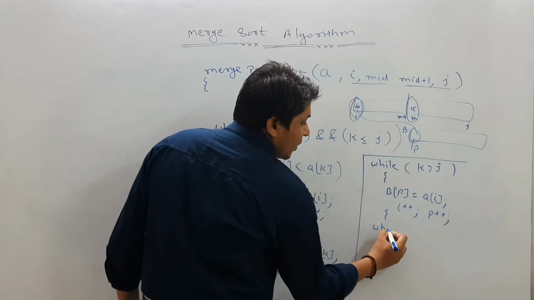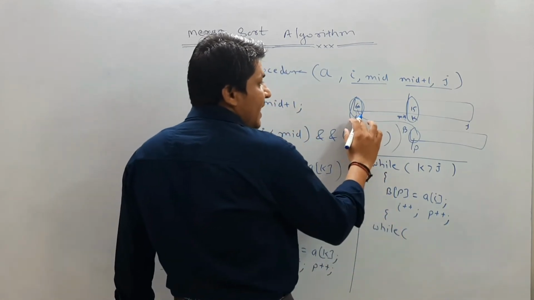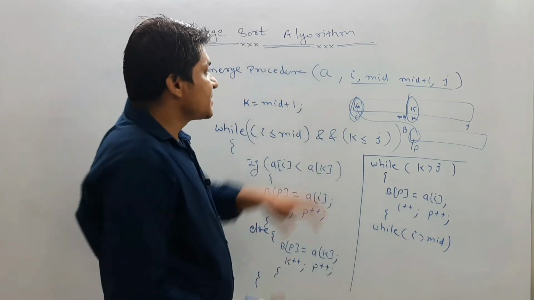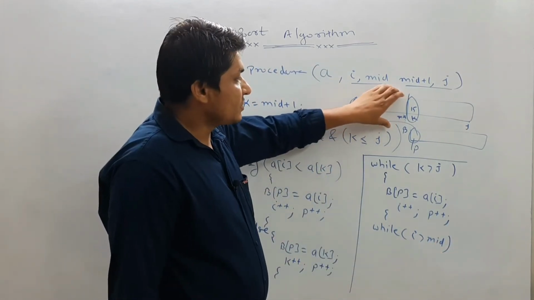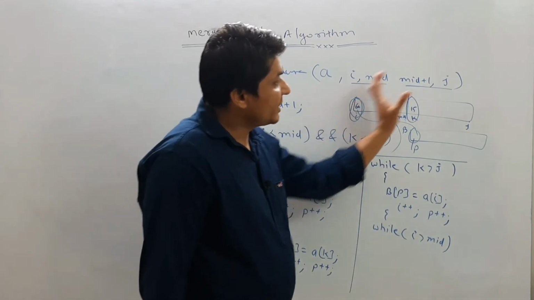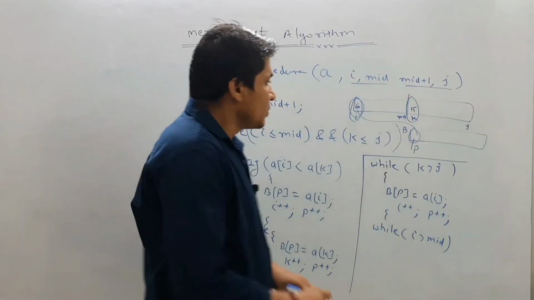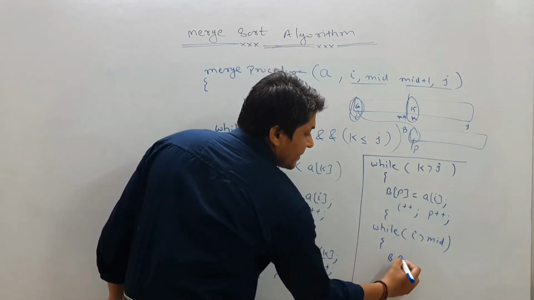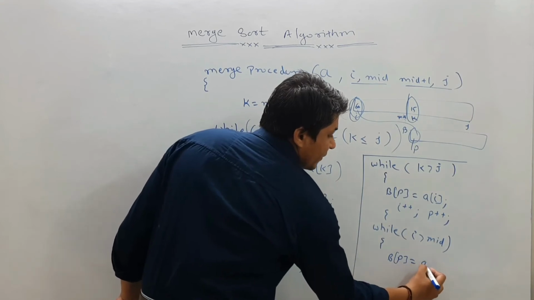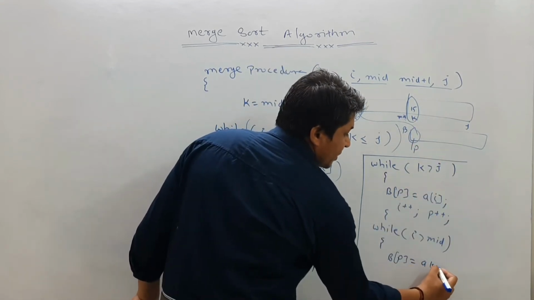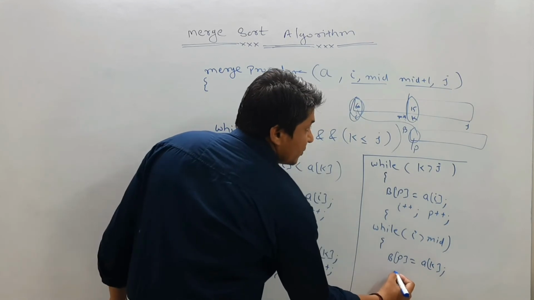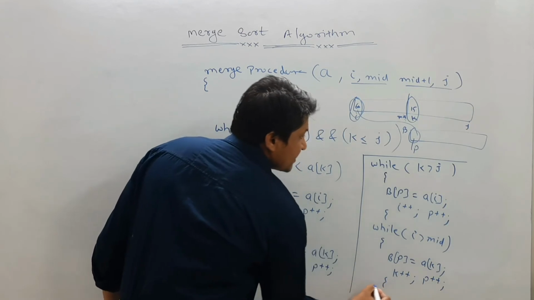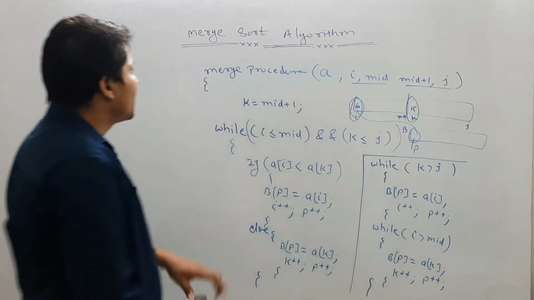Or, while I is greater than mid, what is the meaning? It means you have already copied all the content from this sorted subarray, and some of the contents may be remaining from the other array. So you can simply copy all the contents into this array. So it is b of p equals a of k, k plus plus, p plus plus, and this is the code. So this is the merge procedure code.